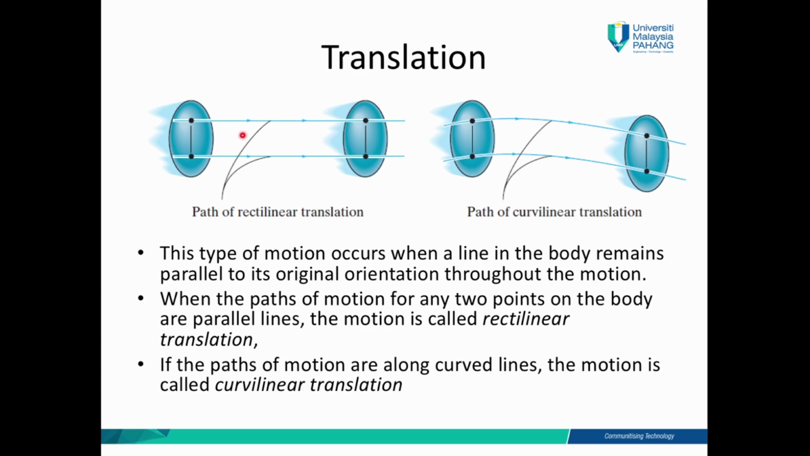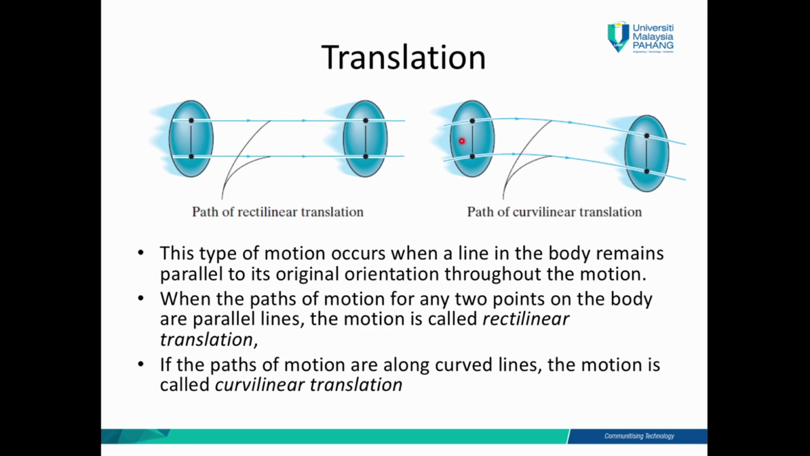If it's moving along a straight line, this is called rectilinear. But if it moves up and down along a curved line, this is what we call a curvilinear translation. As you can see here, the line in the body remains parallel to the original line throughout the motion.